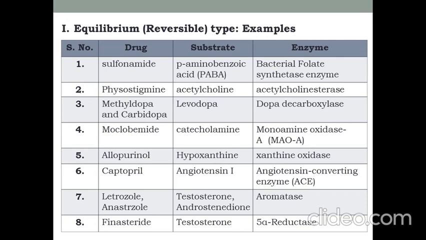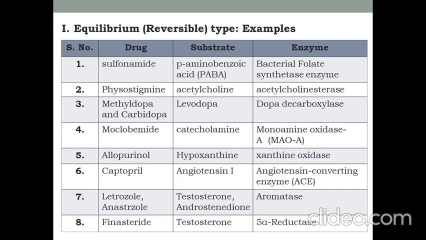Next one is the captopril. Captopril is a most important antihypertensive drug. It binds to the angiotensin converting enzyme and it has a similar type of structure as angiotensin 1. So captopril is an ACE inhibitor.